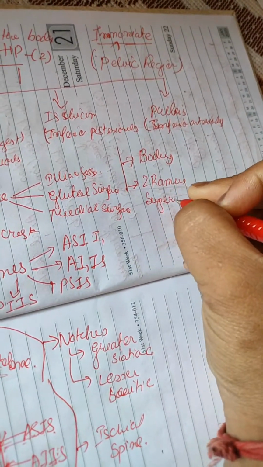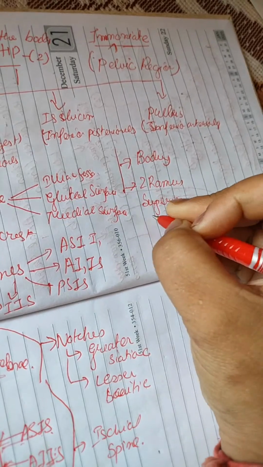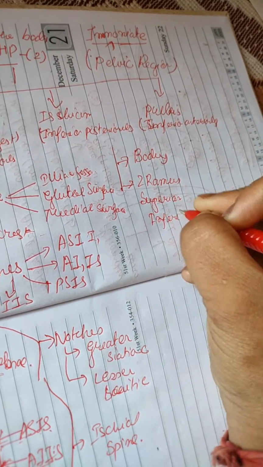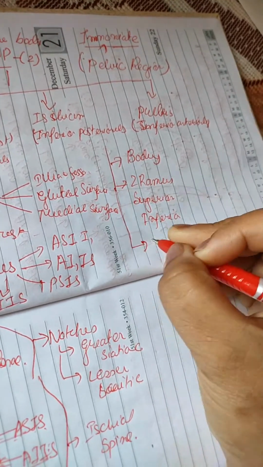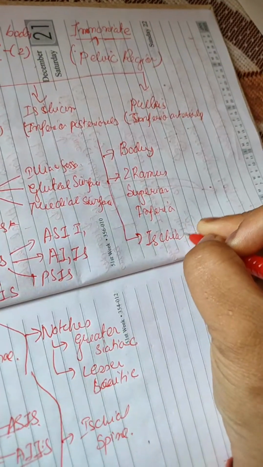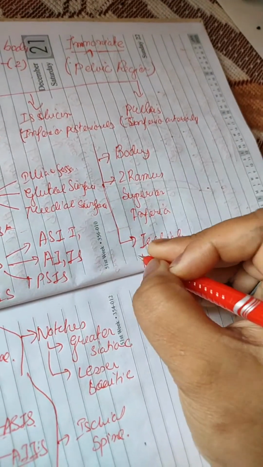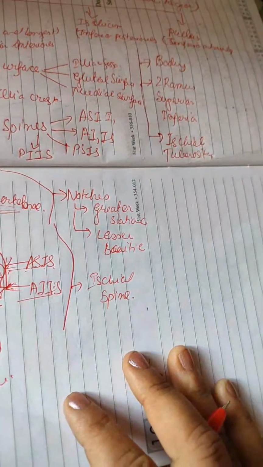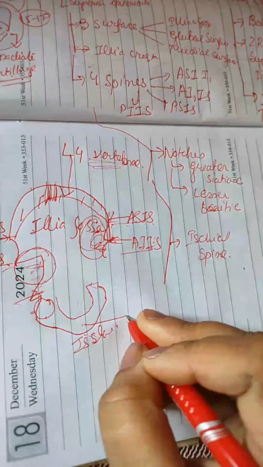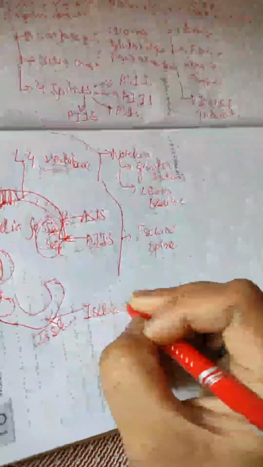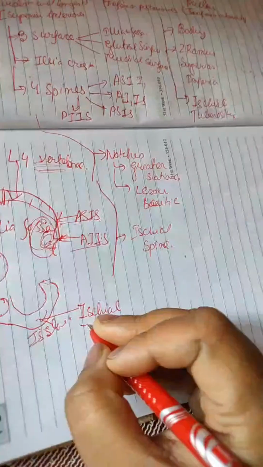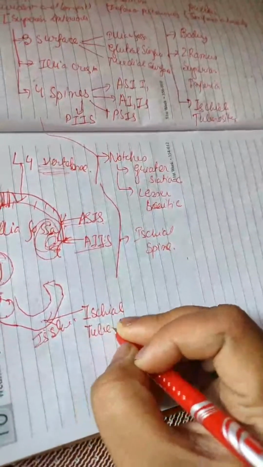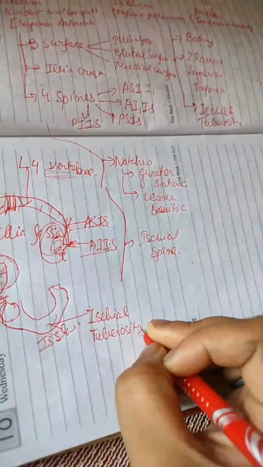superior, and another one is the inferior ramus. And finally, the most important structure, the most important area for fracture, is the ischial tuberosity, a round circular area. This area, the lowest point of the ischial bone, is the ischial tuberosity.